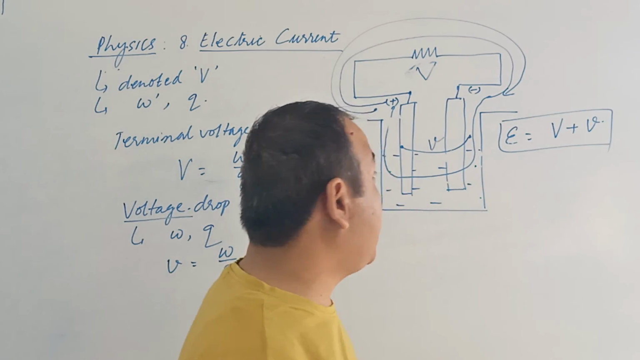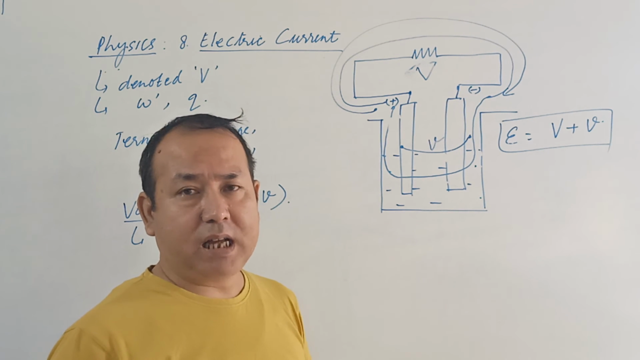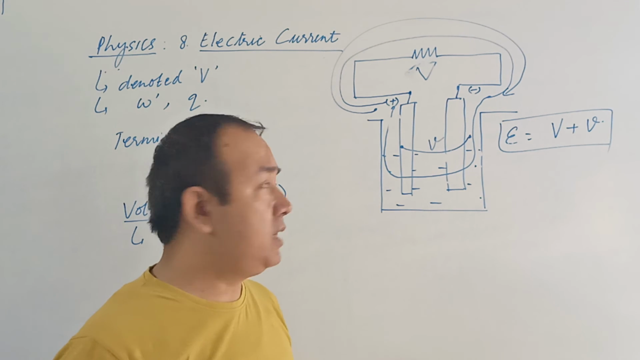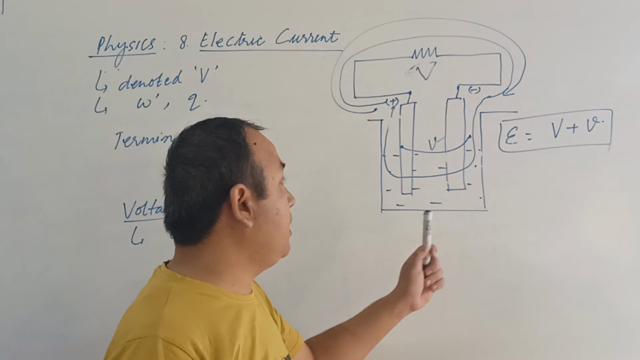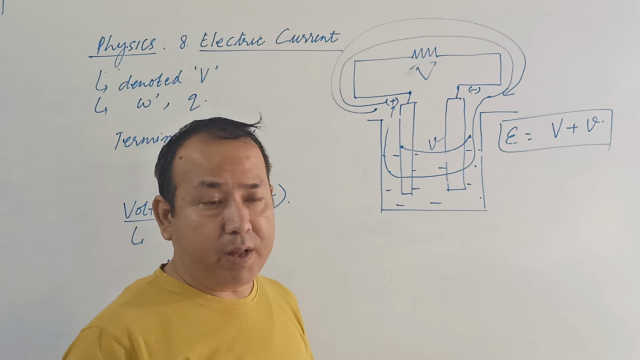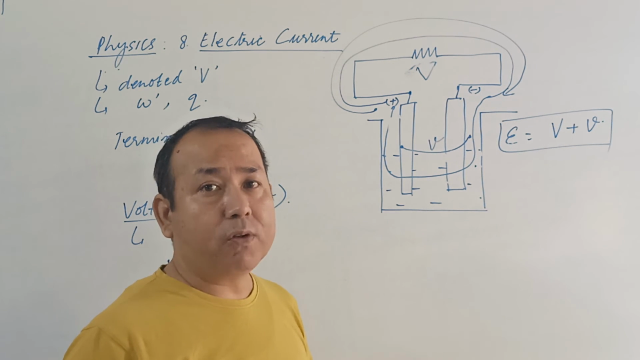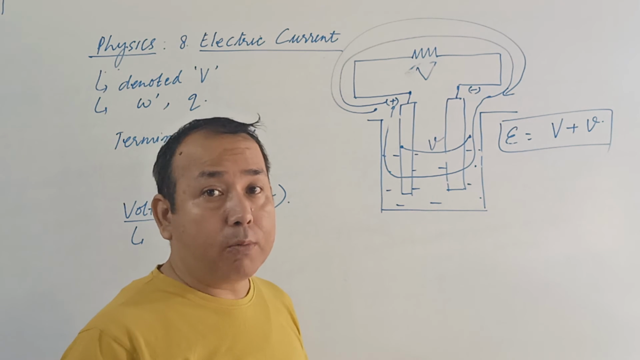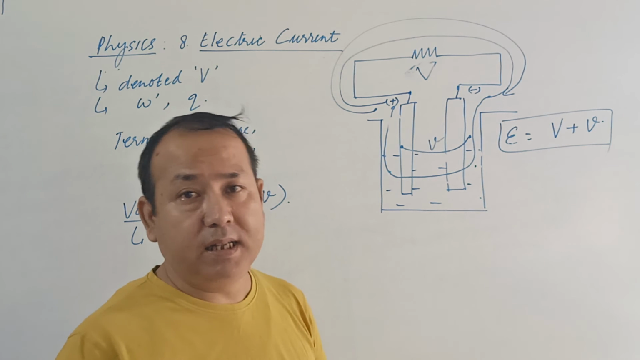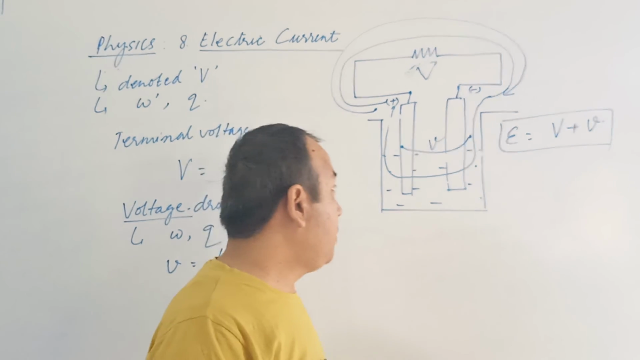Then after that comes internal resistance. We have already discussed that the obstruction offered to the flow of charge is what we call resistance. Now when the charge flows through the electrolyte, the electrolyte offers resistance to the flow of charge. This resistance offered by the electrolyte is what we call internal resistance.